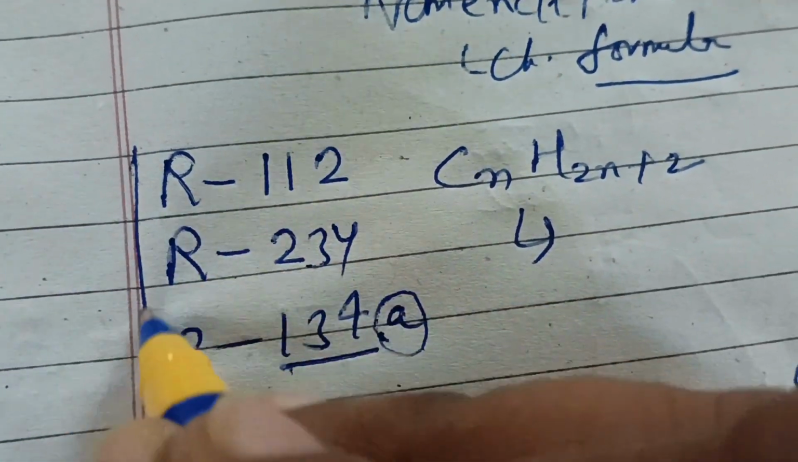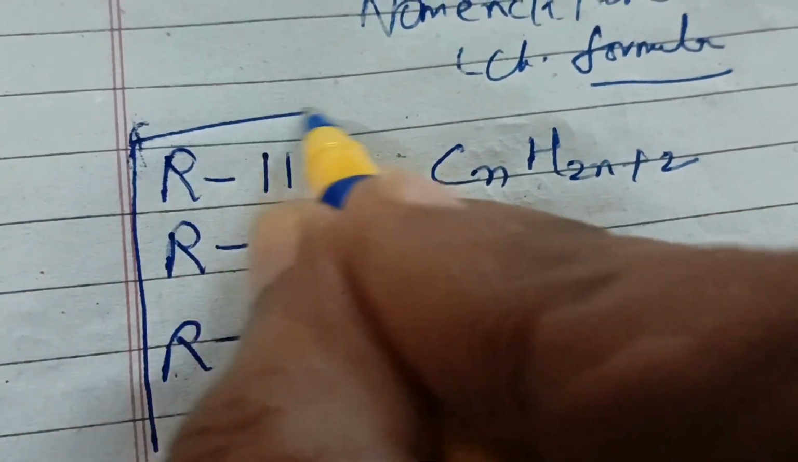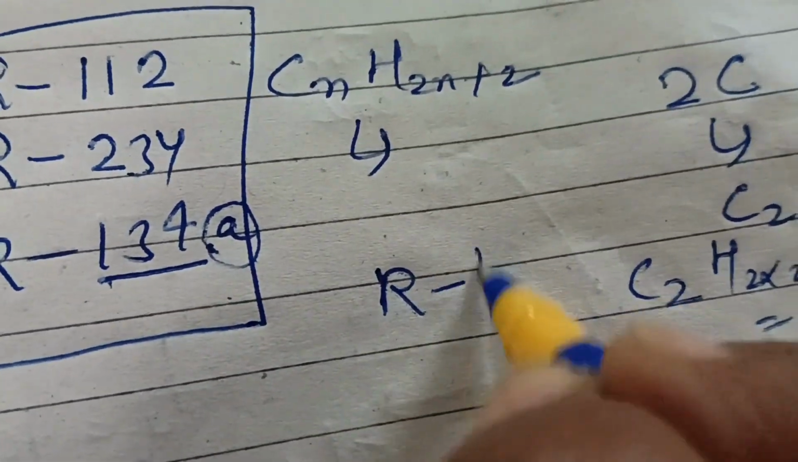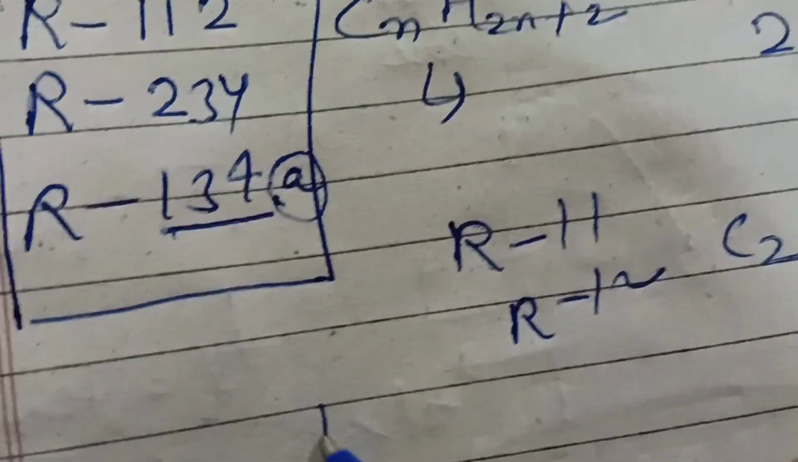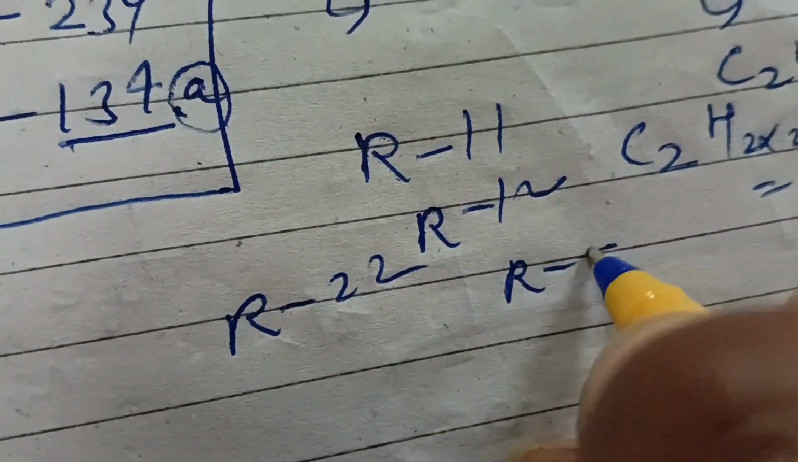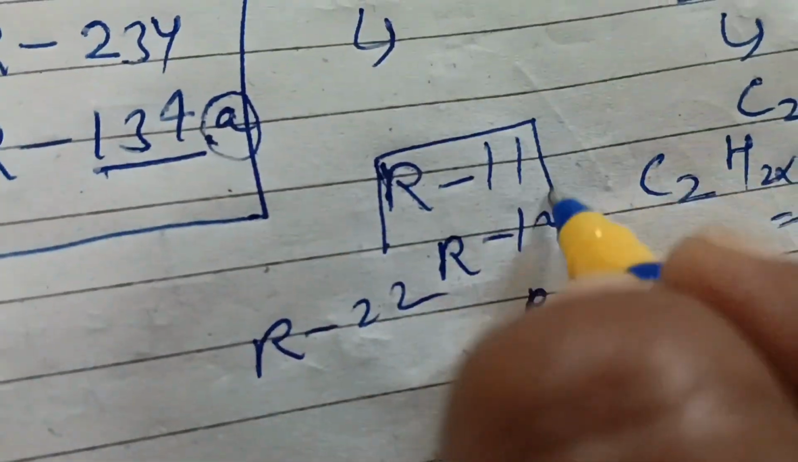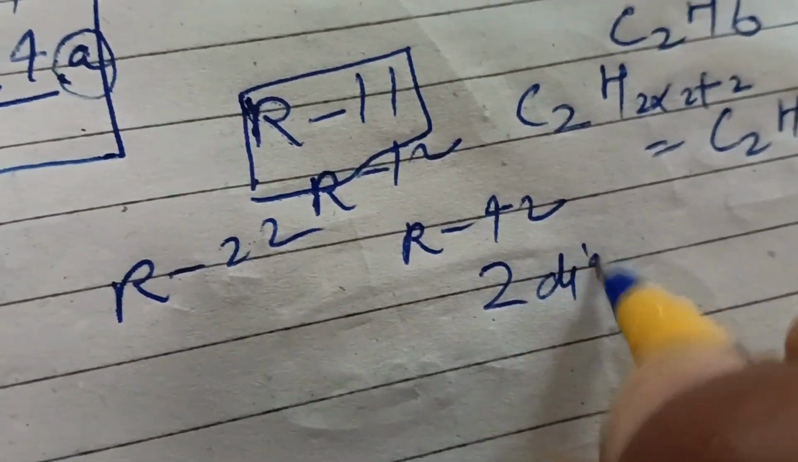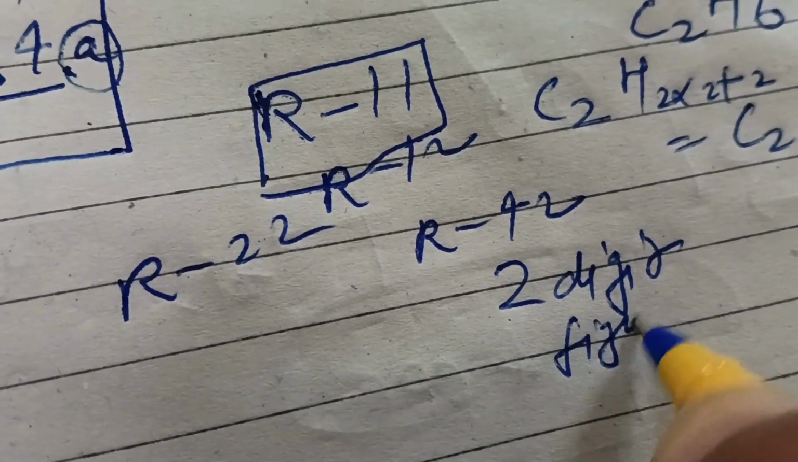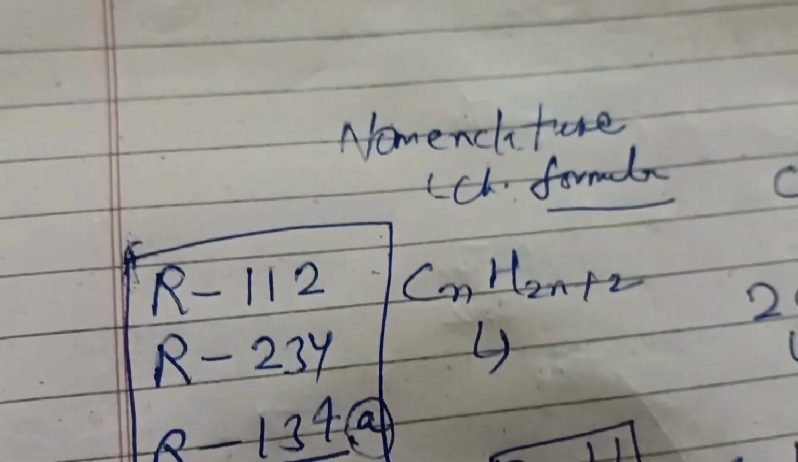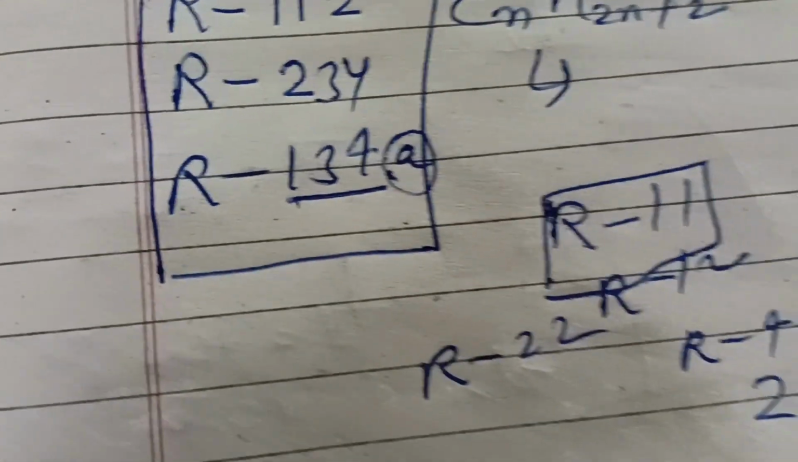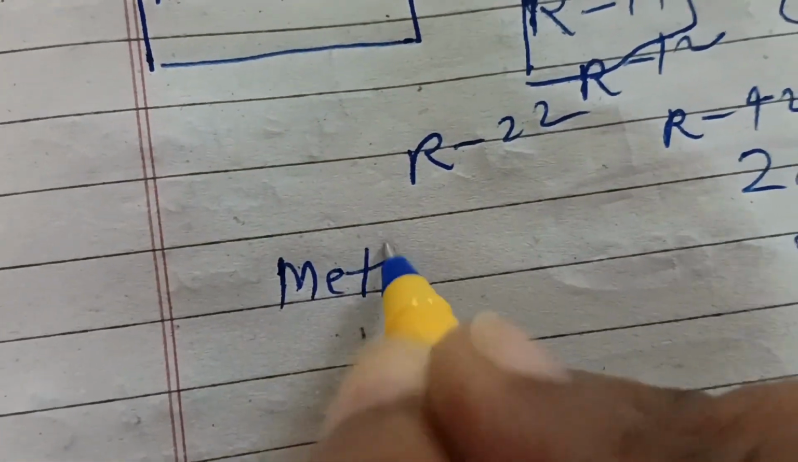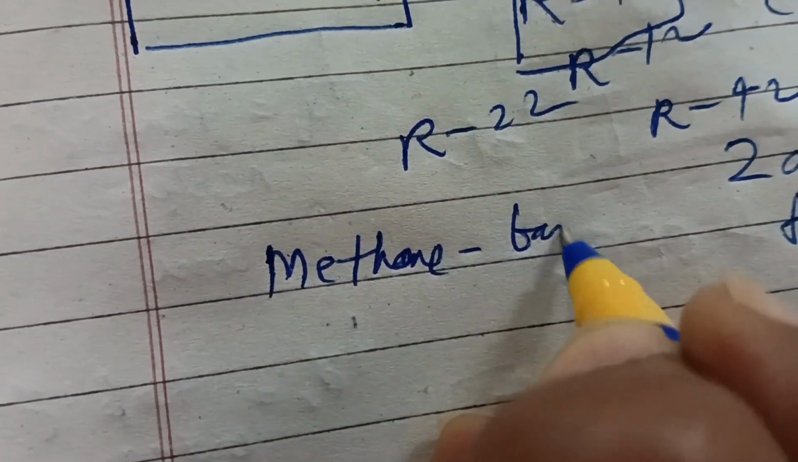So all the 3-digit figures next to R help us decide that this is an ethane-based refrigerant. And whenever you see R11, R12, R22, R42, these are all methane-based refrigerants. Here we can see a 2-digit figure next to R, so this is methane-based. This is the simplest method to distinguish between methane-based and ethane-based.